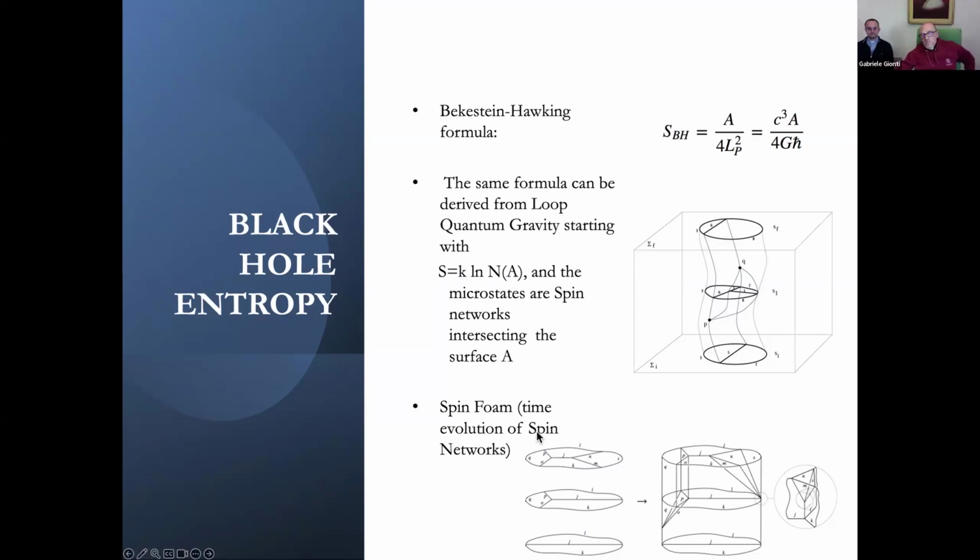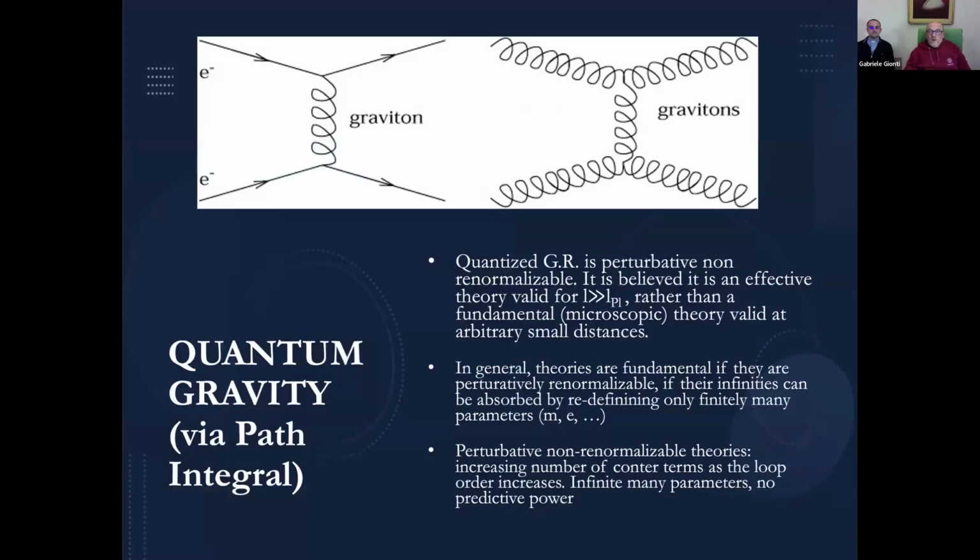And this is the new approach to loop quantum gravity that is called spin foams. Anyway, quantized general relativity, as we already said, is perturbatively non-normalizable.